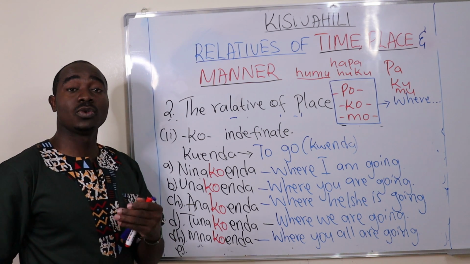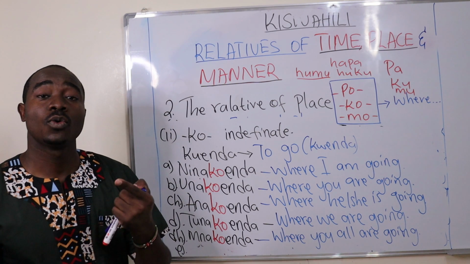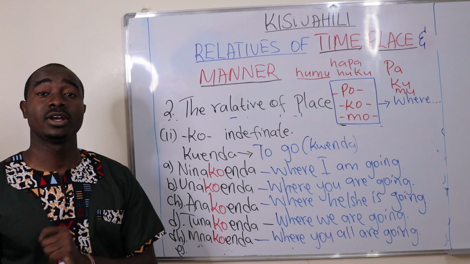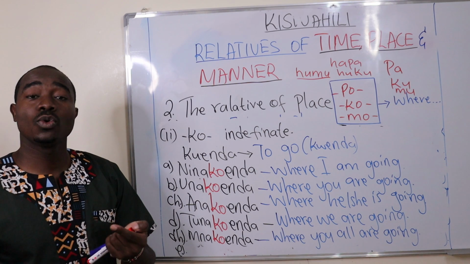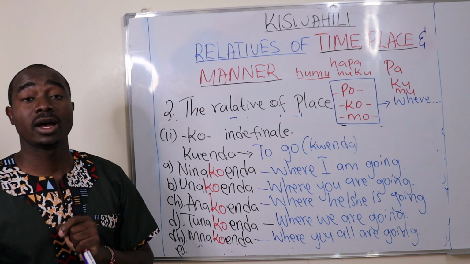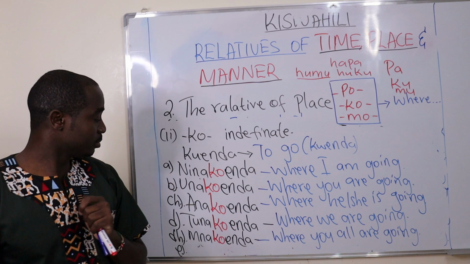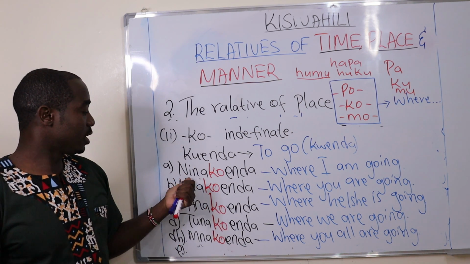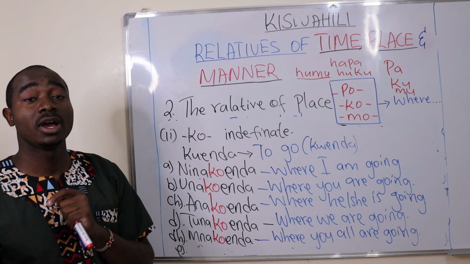Ninakoenda. You can tell someone, ninajua unakoenda. I know where you are going. Oh, sijui unakoenda. I don't know where you are going. Okay? Then unakoenda or ninakoenda, anakoenda, where he or she is going.